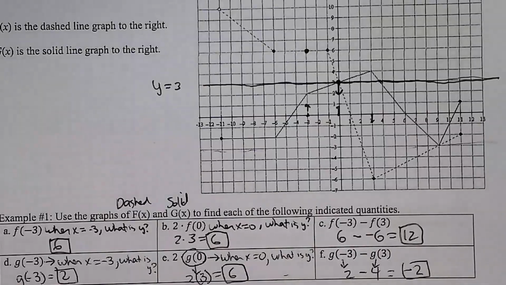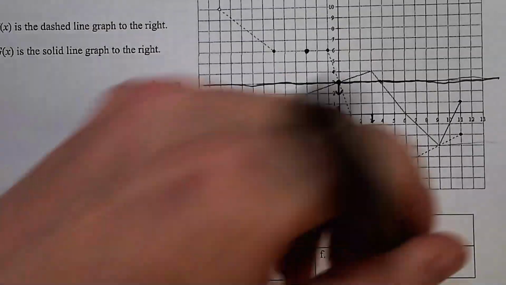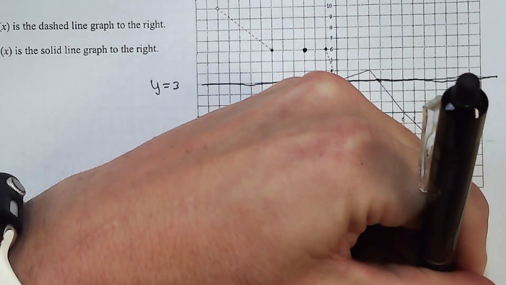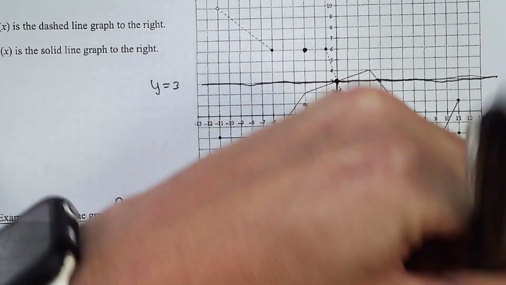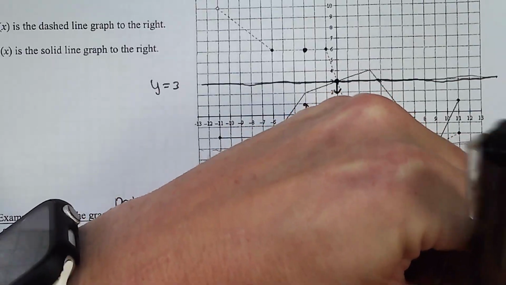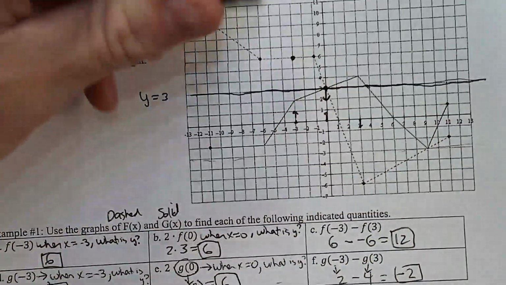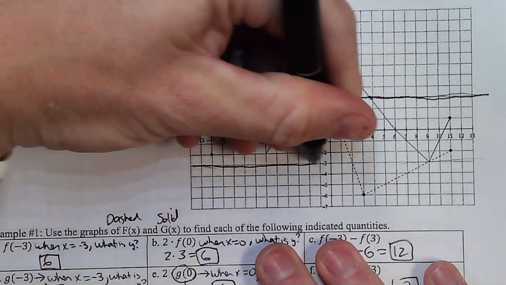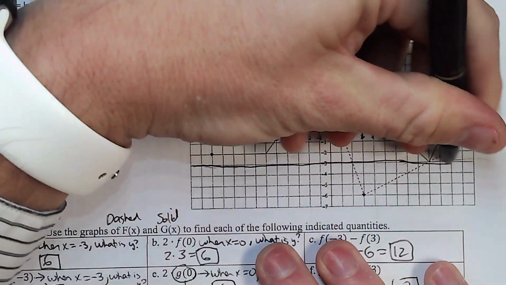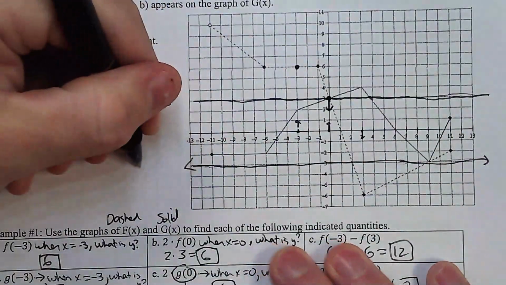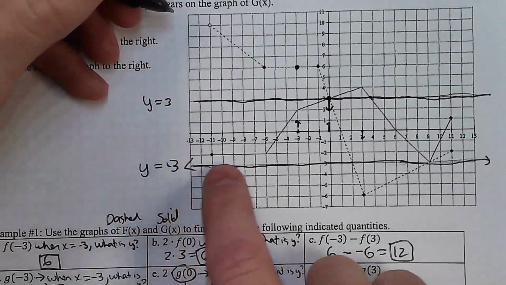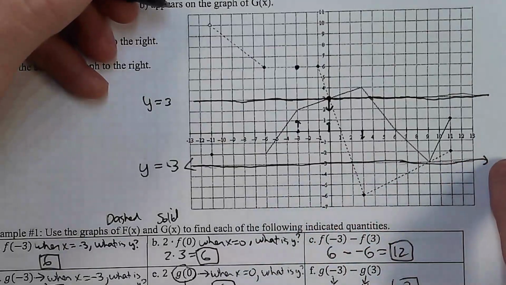Now, how many times does y equals negative 3 cross f of x? So what I'm going to do is I'm going to draw a horizontal line at y equals negative 3. Draw a horizontal line. I'm going to label this y equals negative 3. The question is, how many times does the dash graph cross that?